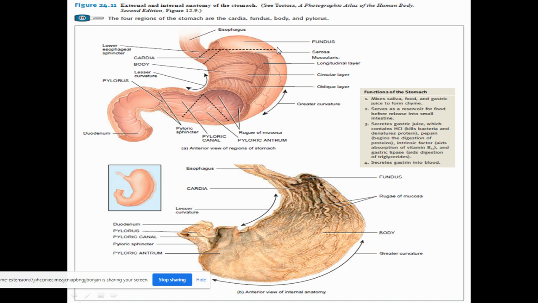It is very elastic in nature, and it is present just below the diaphragm. The next region after the stomach is the duodenum. So the stomach connects to the duodenum, that is the first part of the small intestine.